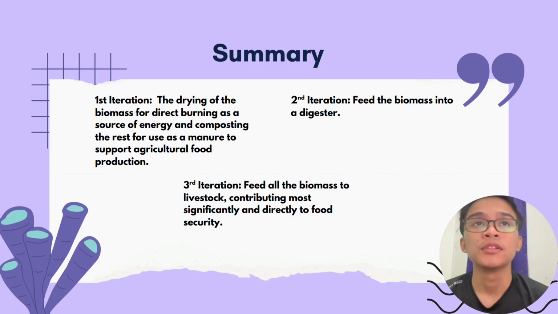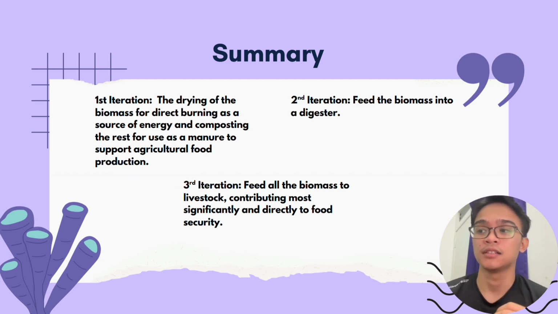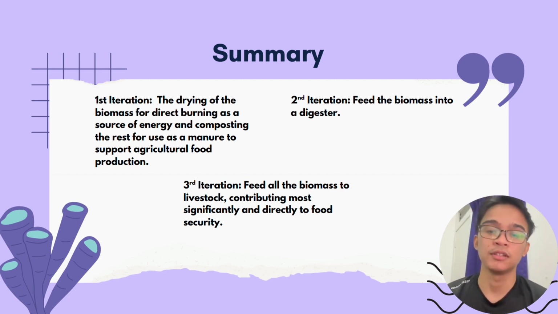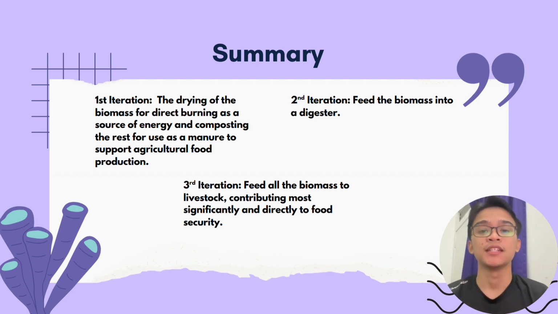The summary of this case study: there are three iterations. The first is the drying of the biomass for direct burning as a source of energy and composting the rest for manure to support agriculture food production. So the dry biomass is used for direct burning to produce energy, and then the compost from the leftover biomass is used as manure for agriculture.